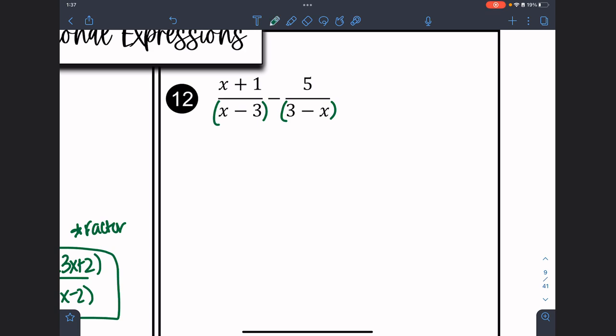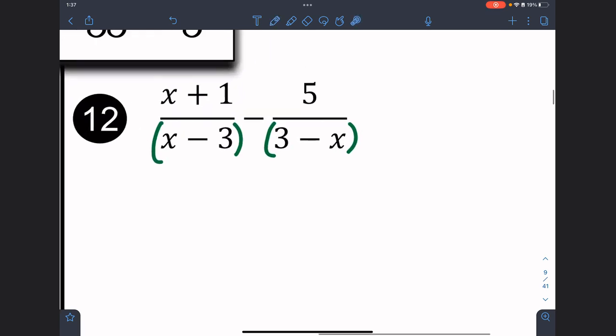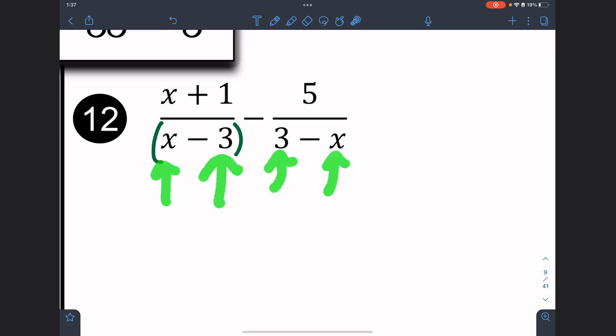But I want to show us a cool trick, because you may be thinking, man, these are really close to each other. They look almost the same. You're right, they are almost the same. How could we maybe make this one look like this one? The signs are off. The signs are the only thing that are wrong with this. I want this to be a positive x and this to be a negative 3.